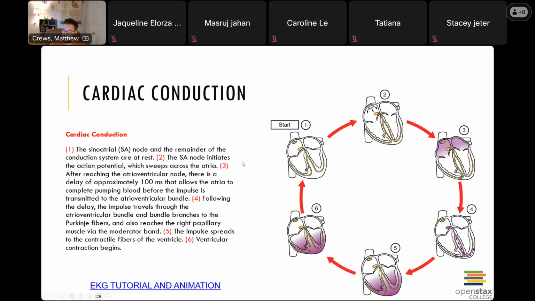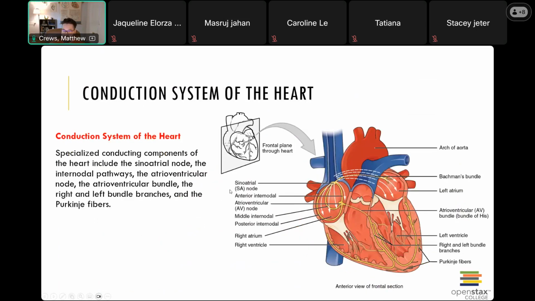Cardiac conduction. Does everybody understand that? Are we good? It's pretty straightforward, but any questions on that? All good. Ariana speaks for everybody.